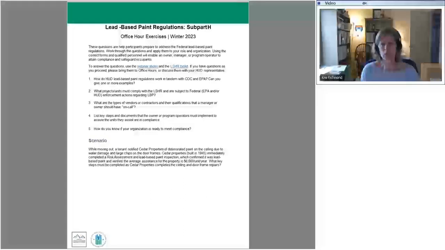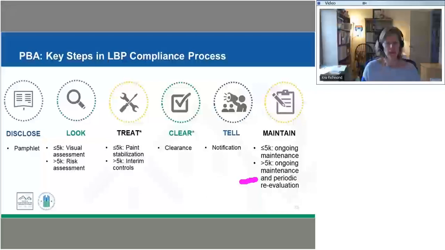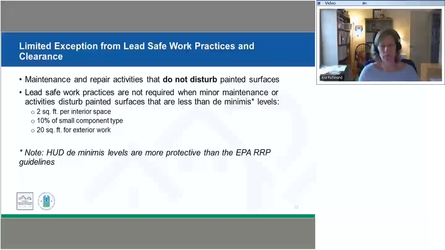Well, first off, we want to figure out, does the lead safe housing rule apply? And so, we know that first off it applies because it's pre-78. It was built in 1945. And it appears that the area we're working with is going to be larger than de minimis. So remember we talked about de minimis yesterday, 2 square feet of interior space, 10% of small component type, 20 square feet for exterior work. So the full lead rules for over 5,000 per unit per year are going to apply.